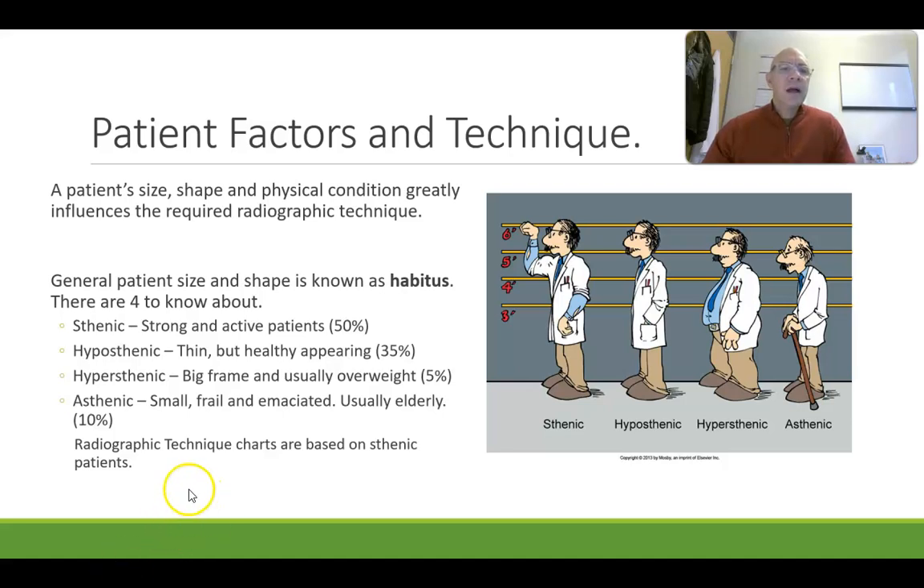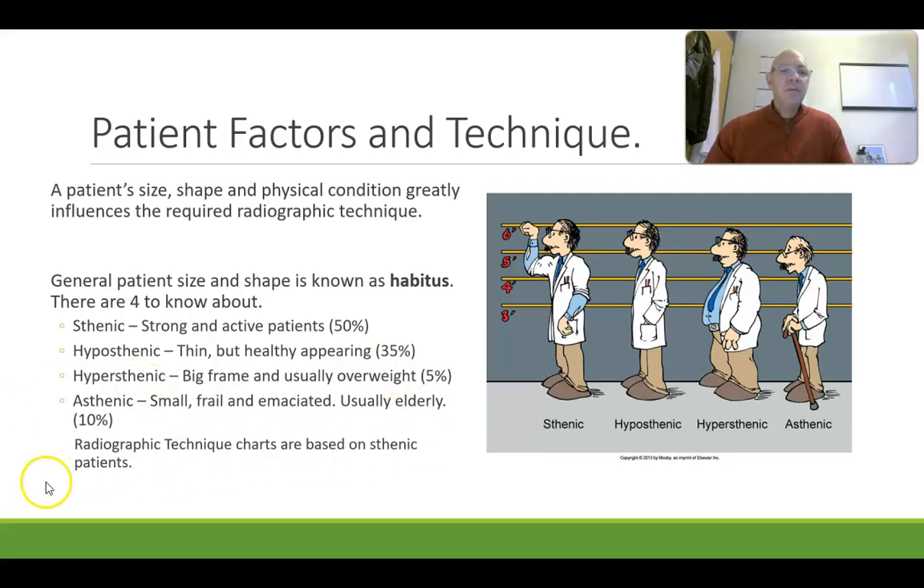All right, the next body habitus is hypersthenic. Hypersthenic are bigger people. They're usually stockier, bigger, considered probably overweight. These big people generally have a chest with a very small lung field, whereas hyposthenic usually has a very elongated lung field. So just remember that when you're doing a chest x-ray. Hypersthenic makes up about 5% of the population.